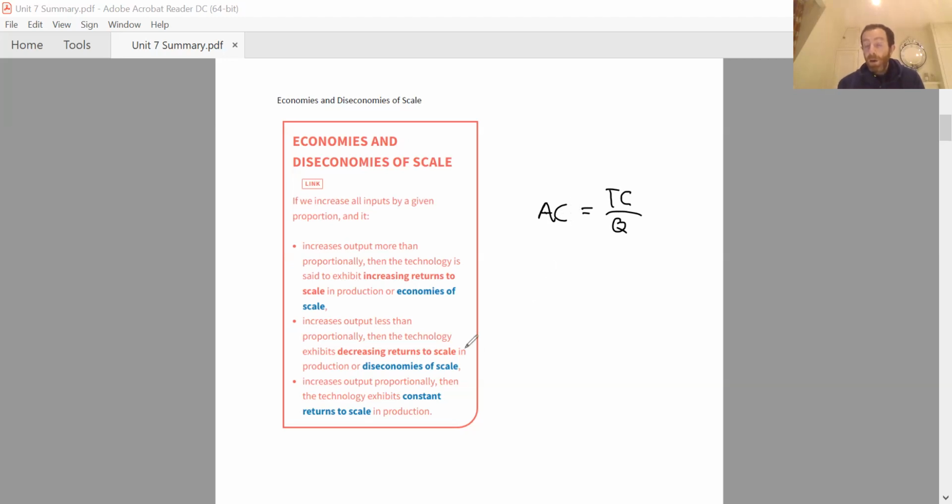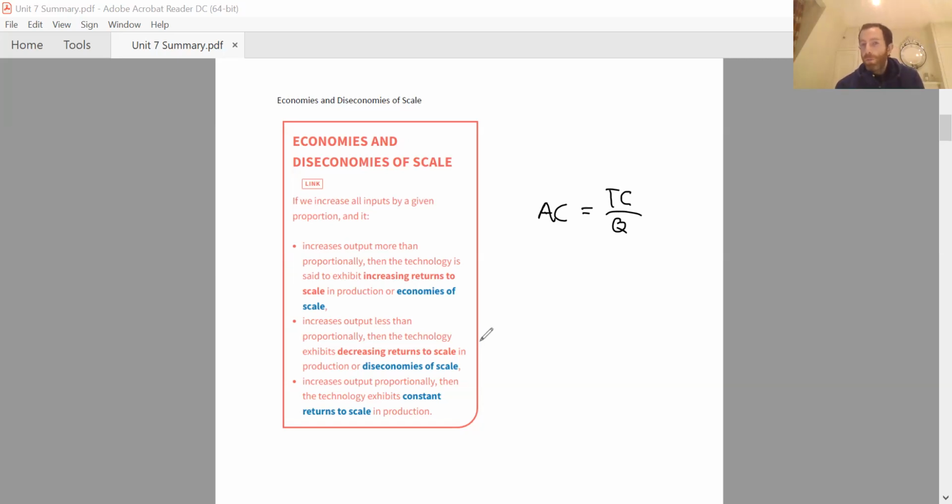Now, concrete examples of diseconomies of scale: you can think about when a firm wants to produce huge amounts of output, it gets massive, it has loads and loads of workers. Maybe it's hard to coordinate all those different activities. Maybe we're not able to motivate the workers as much as before.